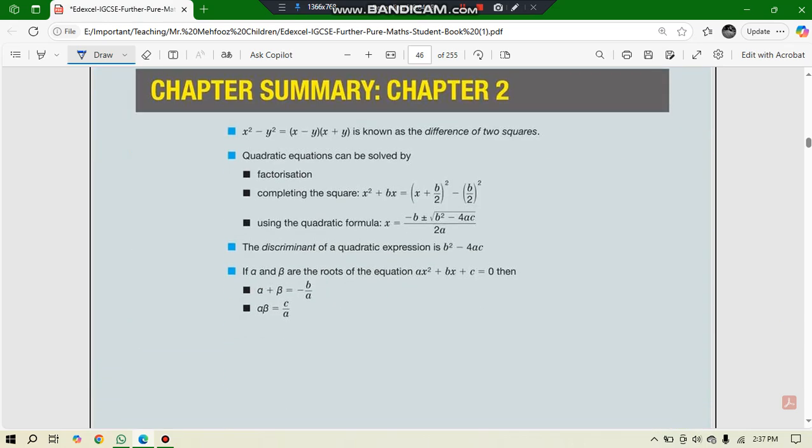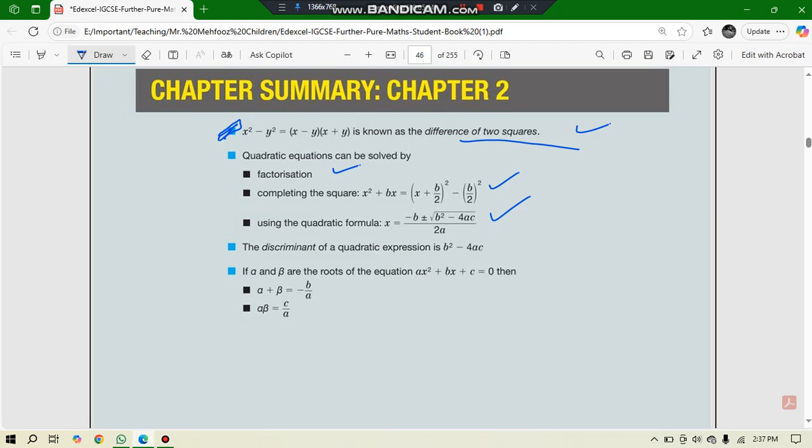And next is the summary of chapter 2. In the summary, we have used the formula x square minus y square equals x minus y times x plus y, known as the difference of two squares formula, right? And also a quadratic equation can be solved by the factorization method, by the completing the square method, and by the quadratic formula. And the discriminant of a quadratic expression is used to find the nature of the roots without solving the equation and without finding the roots, right?